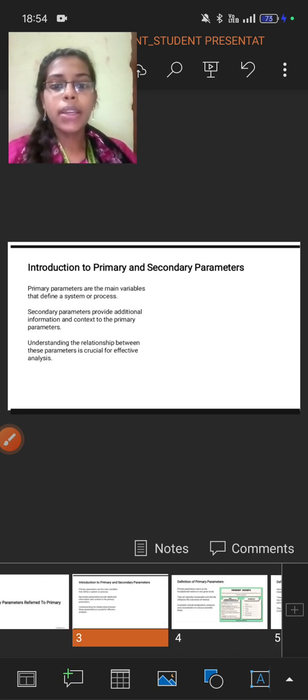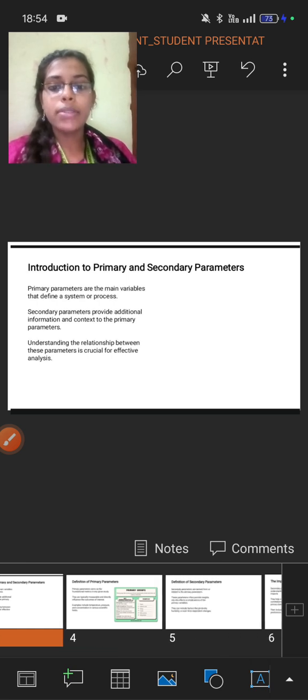Introduction to primary and secondary parameters. Primary parameters are the main variables that define a system or process. Secondary parameters provide additional information and context to the primary parameters. Understanding the relationship between these parameters is crucial for effective analysis.